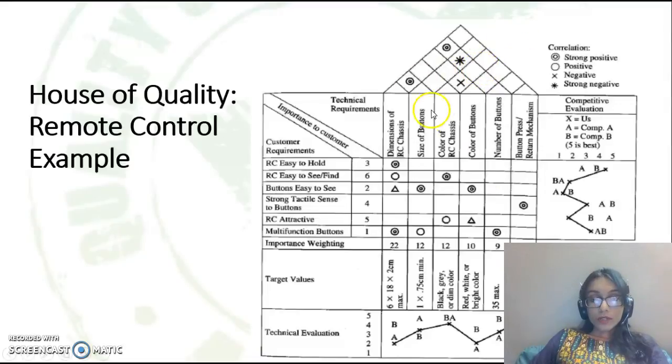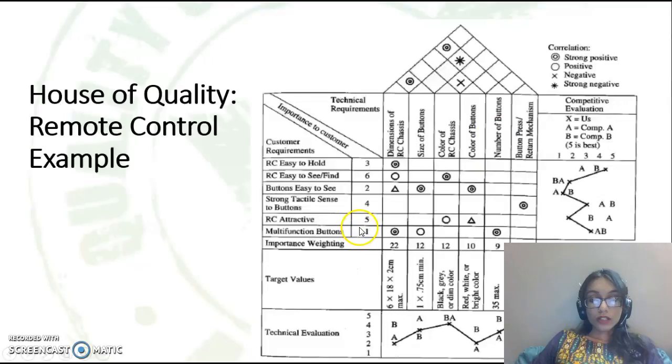Seeing the correlation between the technical attributes, we can see that there is a strongly positive correlation between the size of the remote control and the size of the buttons. Obviously, the size of the buttons cannot be larger if the size of the remote control is small. There is a strongly positive correlation between the number of buttons and the dimensions of the remote control. Obviously, if the remote control is larger in size, you can have a greater number of buttons. However, there is a strongly negative relationship between the size of the buttons and the number of buttons. So we can see which technical attributes go hand in hand.